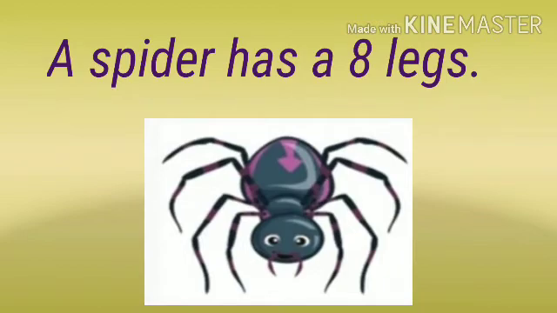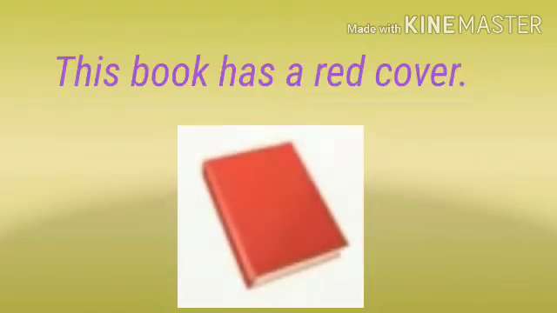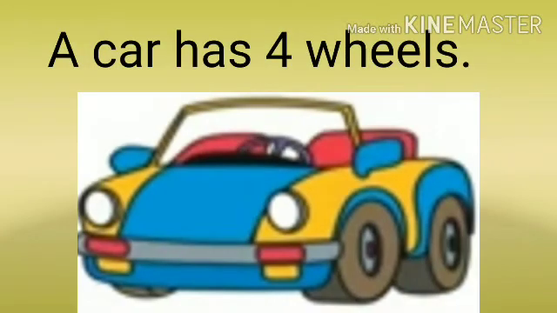A spider has 8 legs. In this picture we see one spider with 8 legs. So we use has here. And see this sentence. This book has a red cover. Students, in this sentence we are speaking about one book. So we use has here. A car has 4 wheels. Children, here we are speaking about a car. So we use has here.